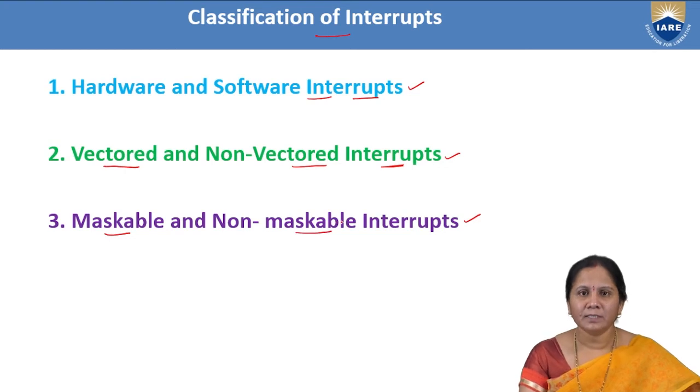Non-maskable interrupts means the interrupts that cannot be disabled, the interrupts that cannot be ignored. For example, if any peripheral devices are generating an interrupt through the NMI pin, those interrupts are called non-maskable interrupts. Compulsorily, if any interrupt is coming through the NMI pin, it has to be executed. They cannot be ignored. So this is the classification of interrupts.